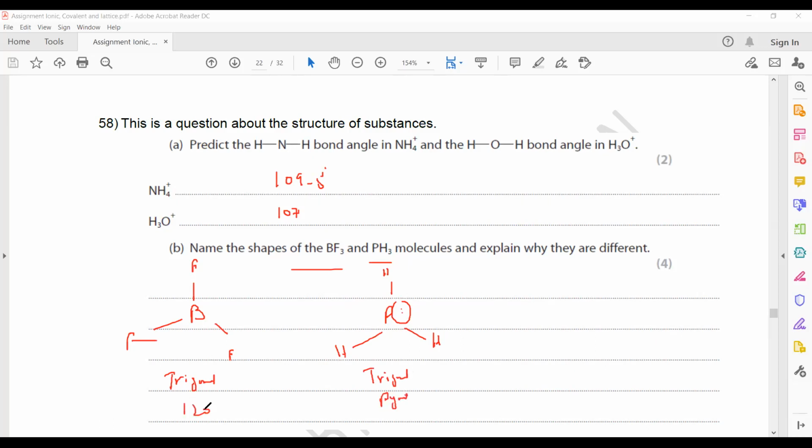What is the bond angle? 120 for BF3. What will the bond angle be for PH3? 107 degrees. And why is there a difference? Because BF3 contains only bond pairs, so the repulsion is less. But PH3 contains a lone pair and bond pairs, and lone pair repulsion is more. That is why the bond angle is smaller. Is this answer for question 58 clear? Because PH3 is having a lone pair and there is more repulsion from the lone pair, that's why the bond angle decreases, or a smaller bond angle is there.